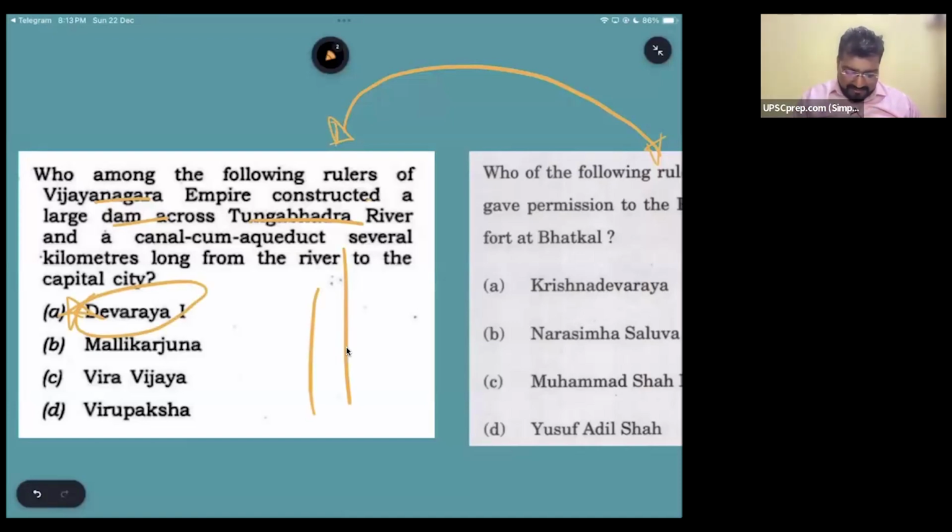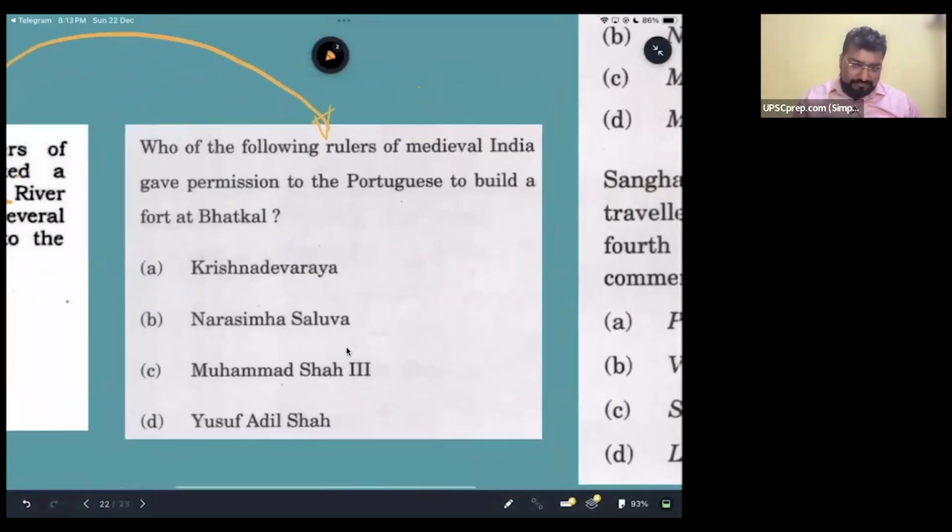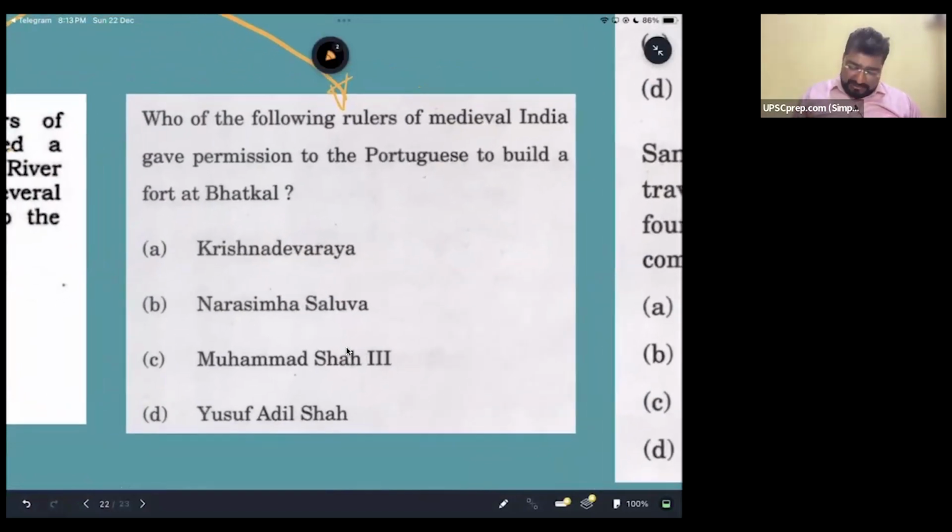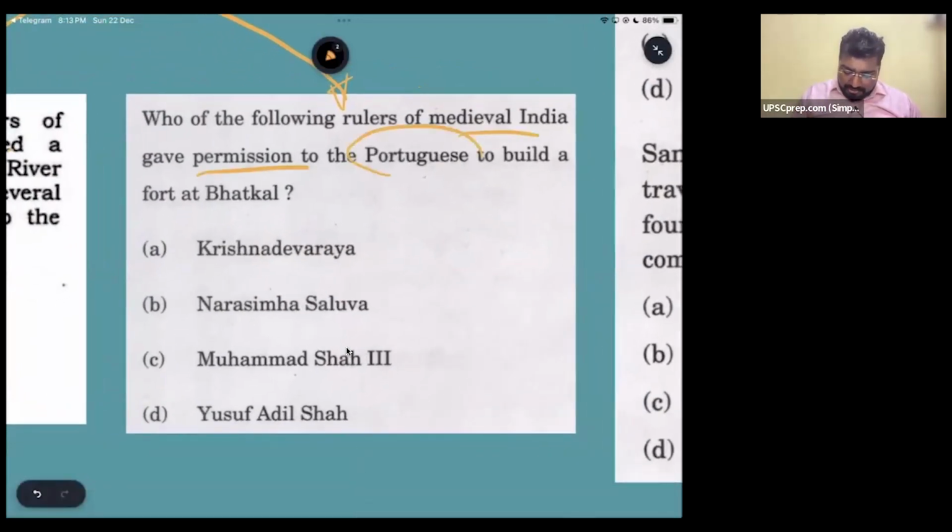So those people who have read it, it's fine. उन्होंने solve किया होगा question. Coming to the second question again. Who of the following rulers of medieval India gave permission to the Portuguese to build a fort at Bhatkal?